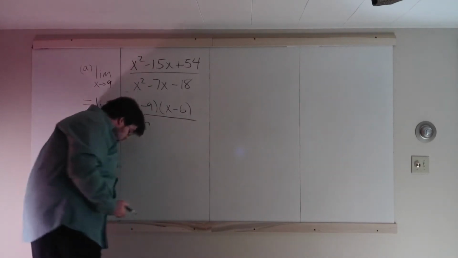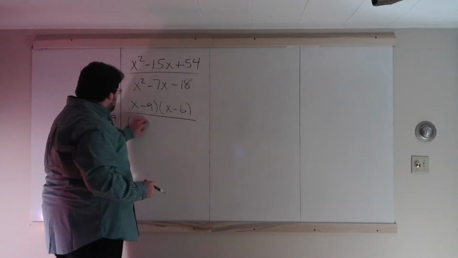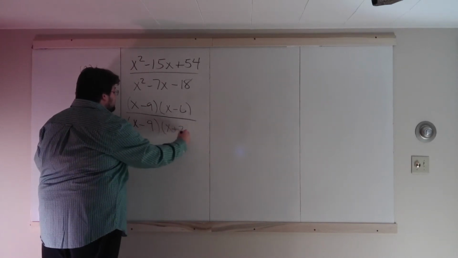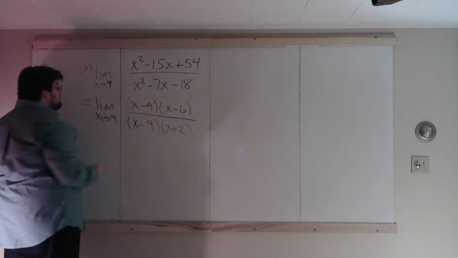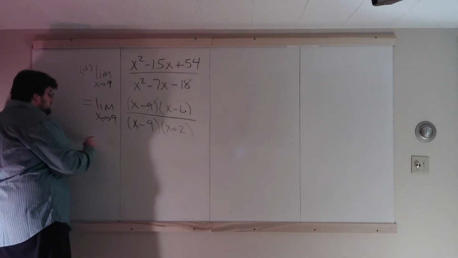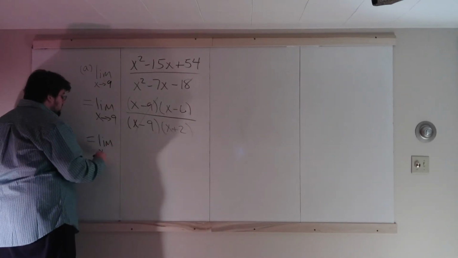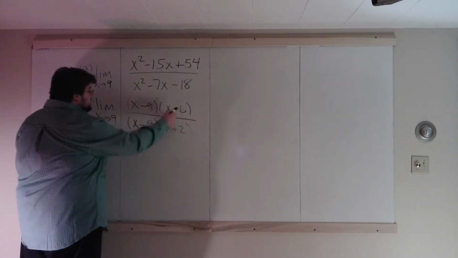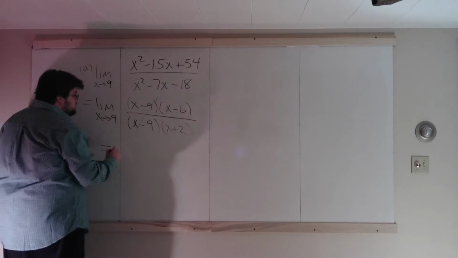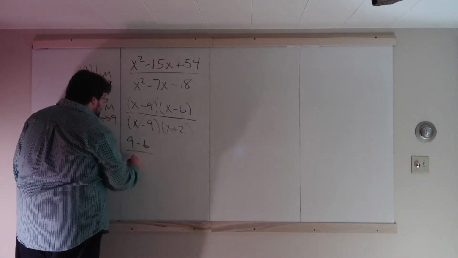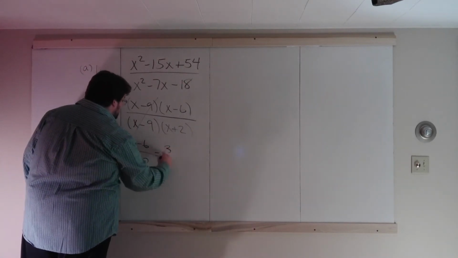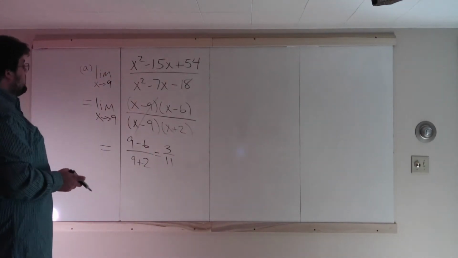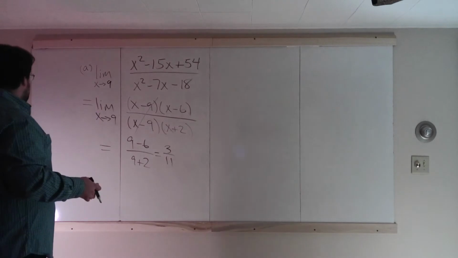And notice here, we want it to be a negative 7. So we'll need x minus 9 times x plus 2, because negative 9 plus 2 is negative 7. You can now cancel out the like term. I'm not going to simplify that. I was going to write limit as x approaches 9 of x minus 6 over x plus 2. Let's just do the substitution now. So 3/11ths for this one. So this one we had a 0 over 0, and then we factored it.